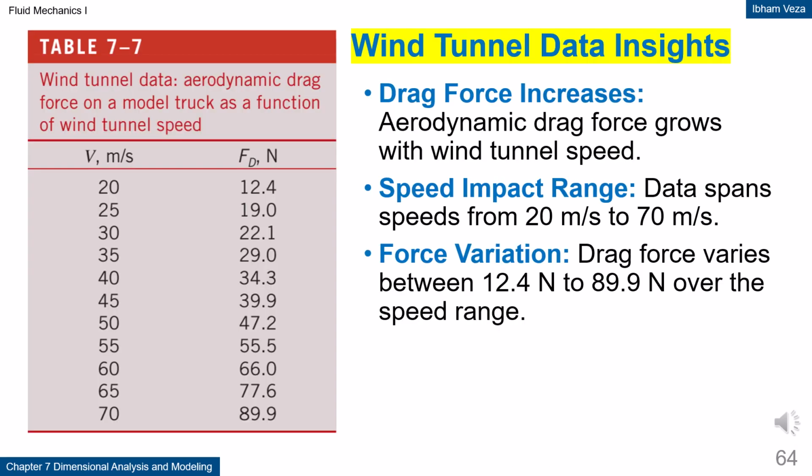Wind tunnel data insights. The data show that drag force increases as the flow speed in the wind tunnel increases. The tested speed range covers values from about 20 meters per second to 70 meters per second. Within this range, the drag force changes significantly from small to large values. These results are consistent with the theory that drag force strongly depends on flow speed.